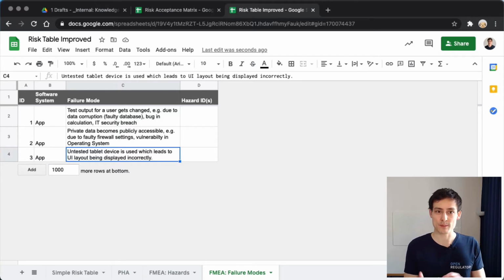So maybe the app is optimized for phones, but it would actually run on tablets. And if you open it on a tablet, then stuff would be all over the place, like buttons in the wrong areas and that sort of stuff. So that's a potential failure mode.